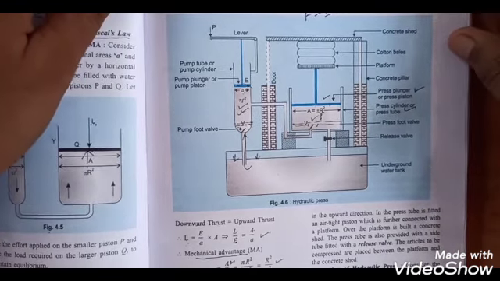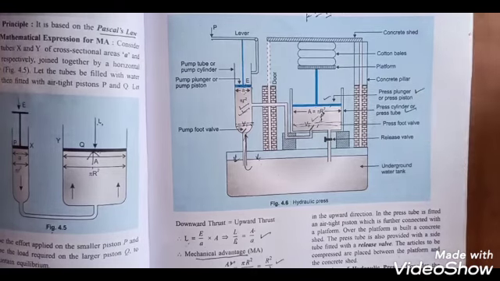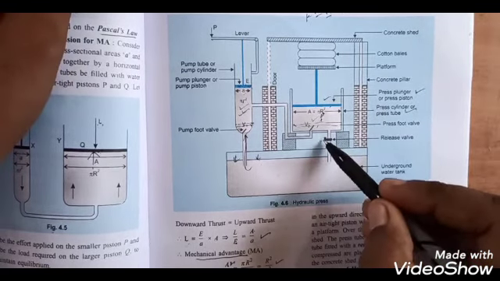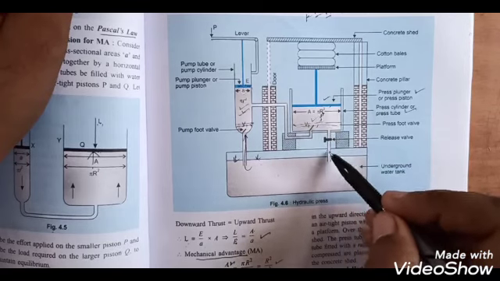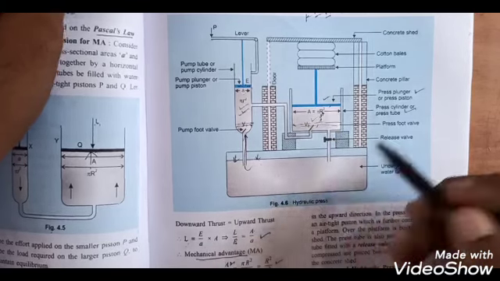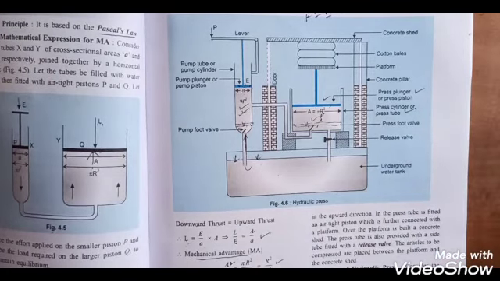And suppose now you are at the end of the work, so you have to stop working. Then what is done? This release valve is opened and the water in the press cylinder will come back into the underground water tank and the machine is stopped.